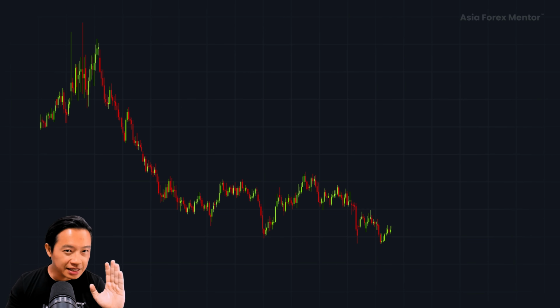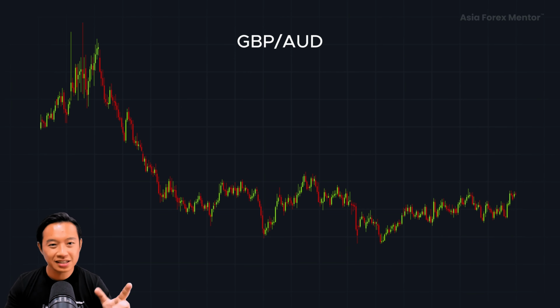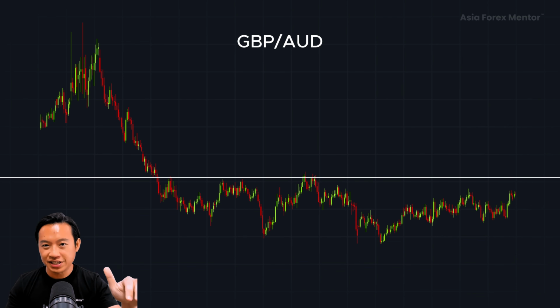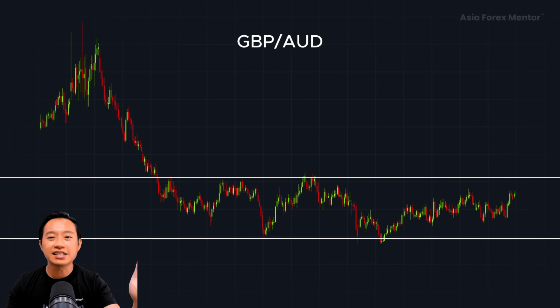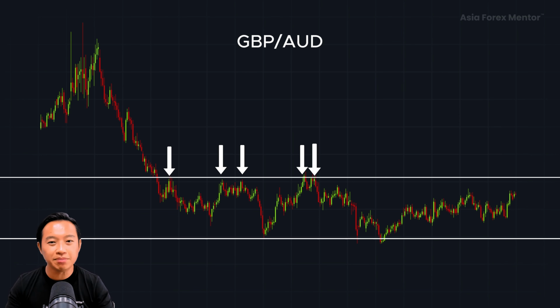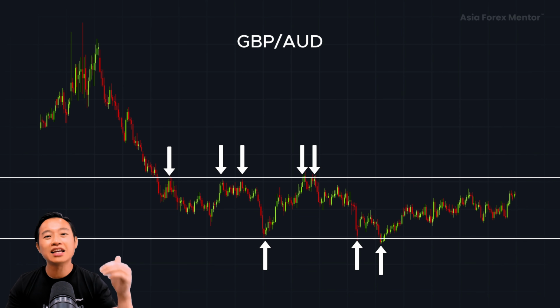This time around is the pound Aussie pair. This is relatively easy to understand. This is an area of resistance, right? The price has tested it multiple times, once, twice, thrice, four times, five times. So this area has been tested as support here, here, and here. Right after acting as resistance, it then shifted to act as support.